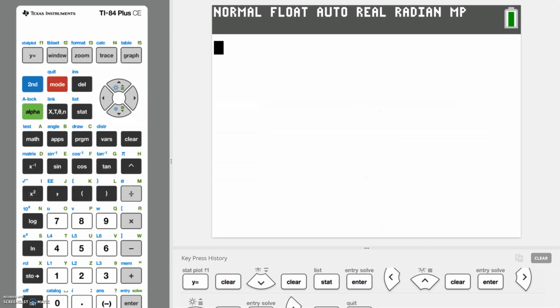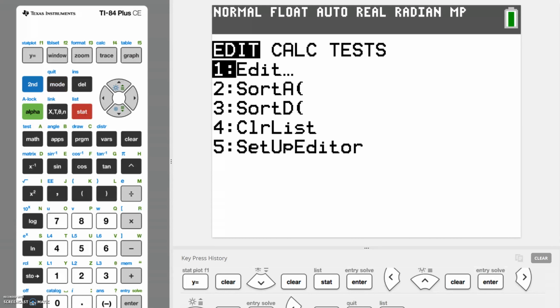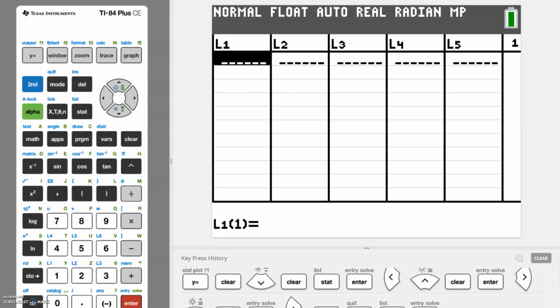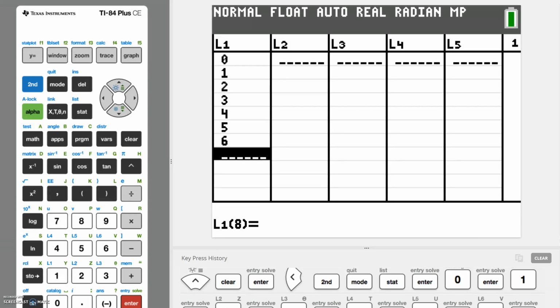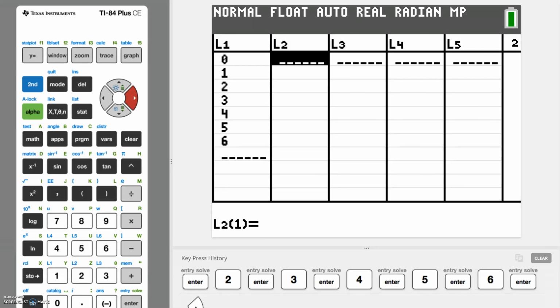So switch over to your calculator, and we need to put this data into our stat edit. In list 1, we're going to put the weeks. And in list 2, we're going to put the weights, and those are in grams.